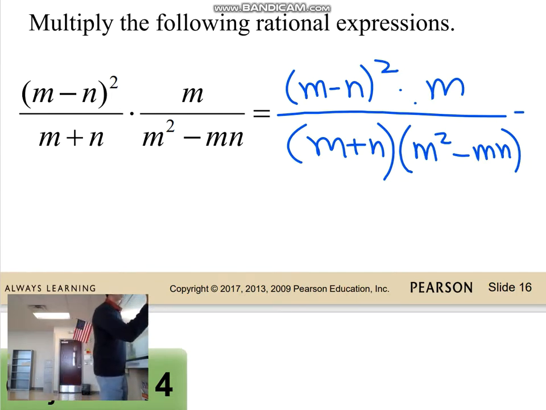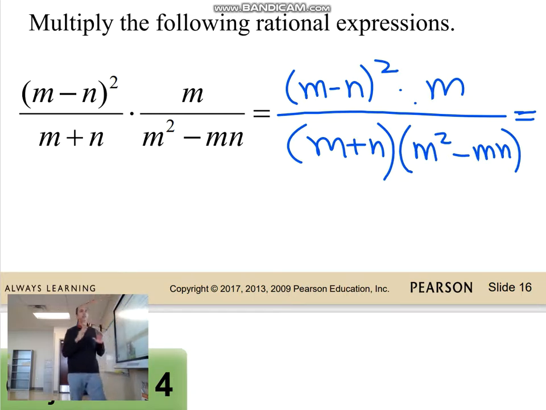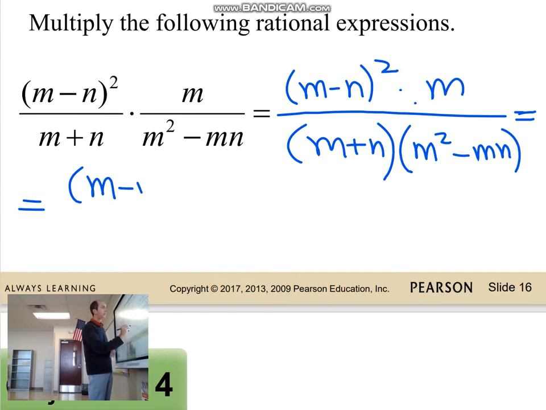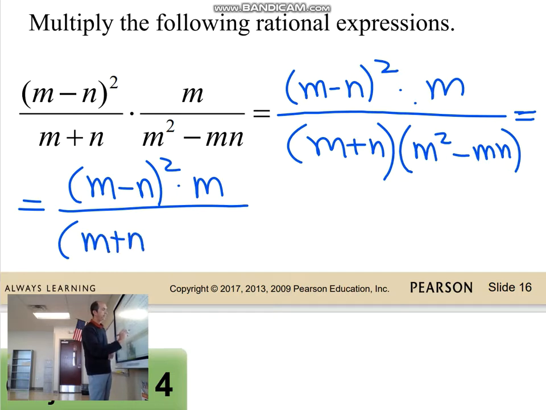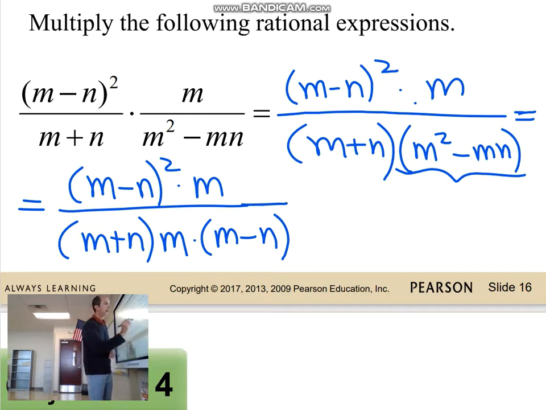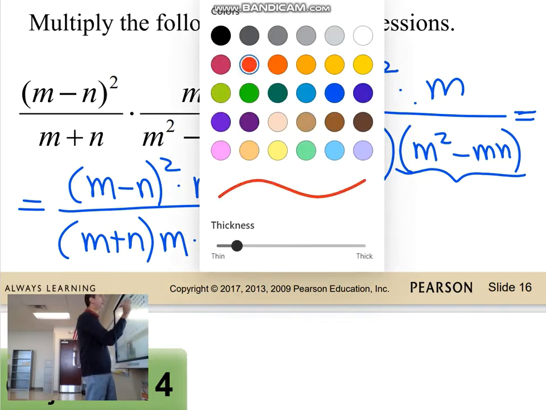But we need to factor out and simplify. It's not just enough to multiply and find the result. No, after we do the multiplication, or even before, you have to factor out and simplify. Check what you can factor out here. Well, this is already factored, so keep it like that. And at the bottom we have m plus n, and here we can factor it out. We can factor m times (m minus n), and we have a few factors that we can cancel, that we can simplify.